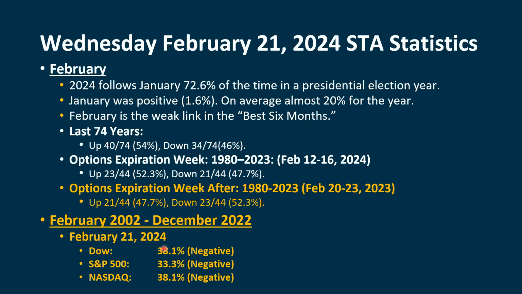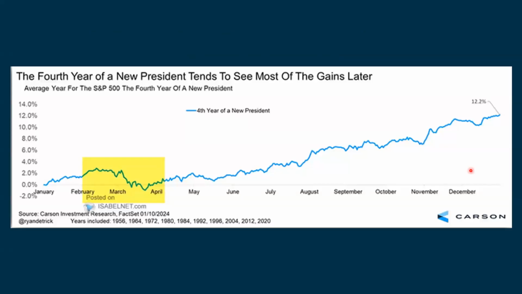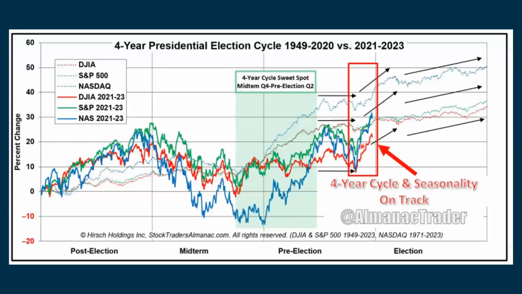Here's some seasonality. Just for February 21st, we are negative across the board. And we also have Wednesday, which tends to be the most negative day of the week. We also are entering the latter part of February, which also is historically weak. This takes it in a bigger context where we see some weakness that could go to the middle to latter part of March before we see some strength going forward.